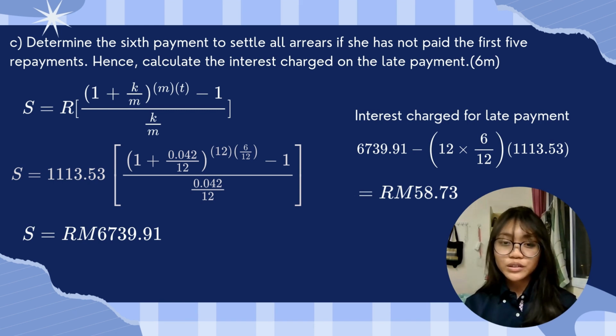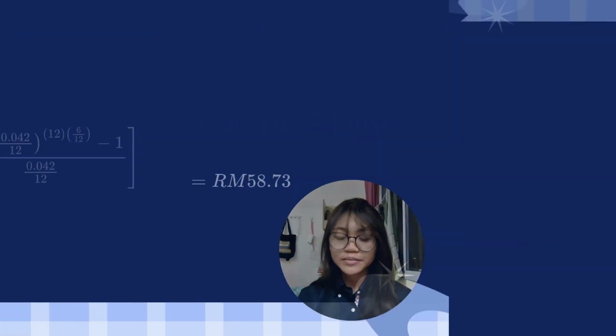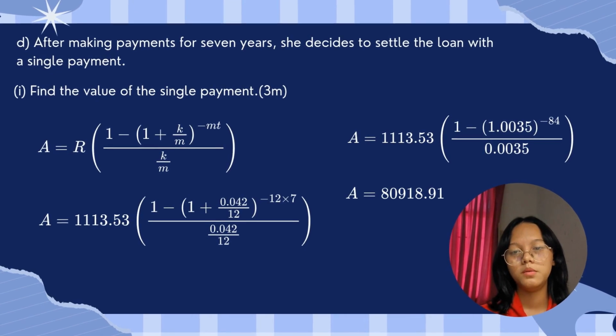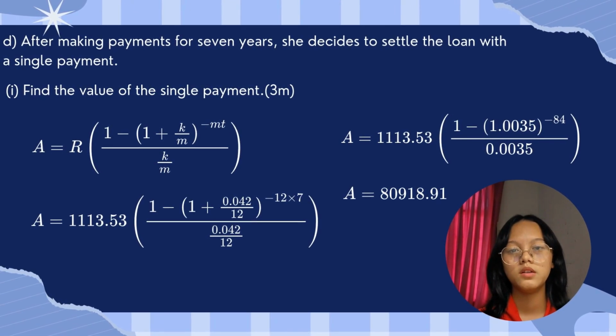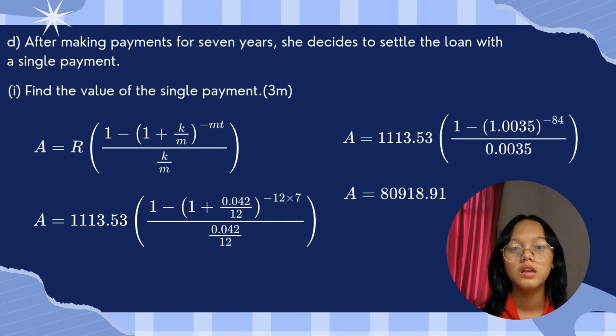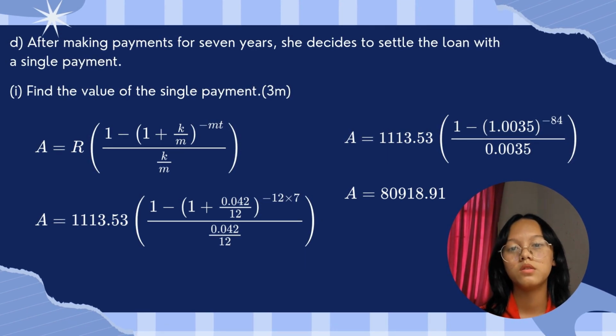We will then use that future value answer and place it into the formula for the interest charge for late payment, and place in the other values. We will then calculate it and we will have our final answer, that is 58 ringgit and 73 cents. Question T1: the single payment required to settle the loan after 7 years is equivalent to the outstanding balance of the loan. This is calculated as the present value, which is A, of the remaining payments.